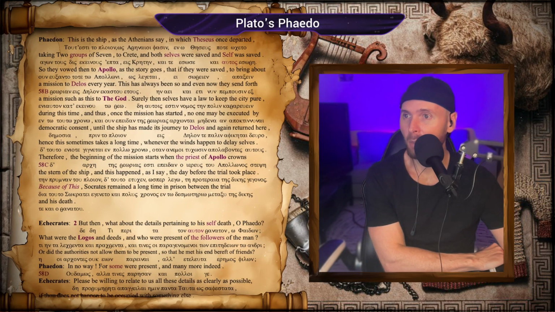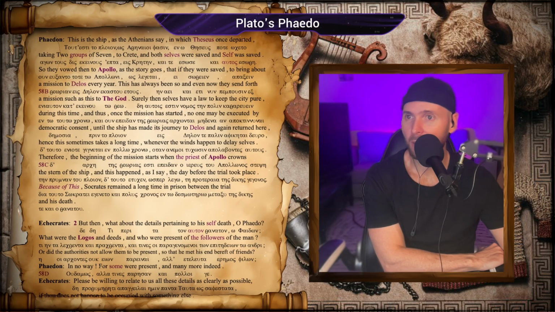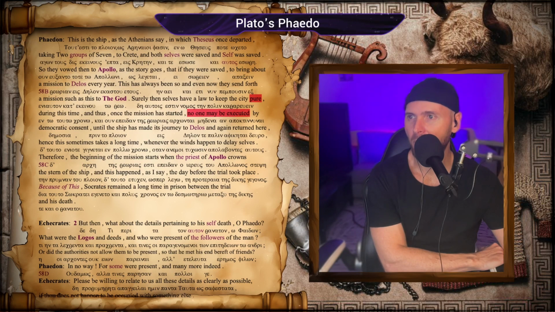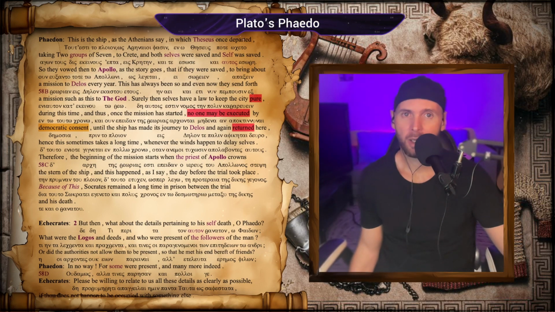Keep the city pure, and during this time, once the mission has started, no one may be executed by democratic consent until the ship has made its journey to Delos and returned here. So we've got a couple of ideas. We've got purity, purification. We've got no one may be executed. And we've got democratic consent. What's the significance of that? Until the ship has made its journey and returned. The idea of returning. Maybe this democratic consent I'll put in a different color, just in case. Because it might be a democratic consent in that the votes were taken at the end of Socrates' trial.